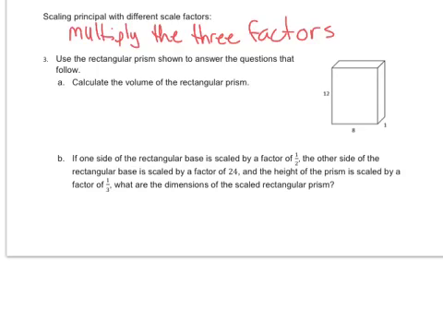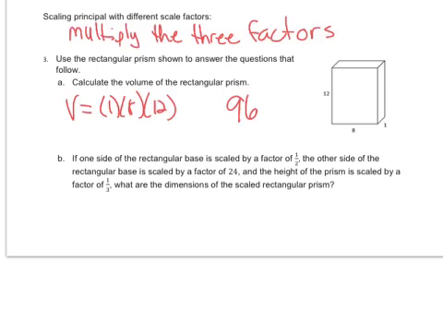Okay, so we're going to do another example here. Use the rectangular prism shown to answer the questions. Calculate the volume of the rectangular prism. Again, that's pretty basic. It's multiplying the three dimensions, 1 times 8 times 12, and that ends up being 96. So here we go again.